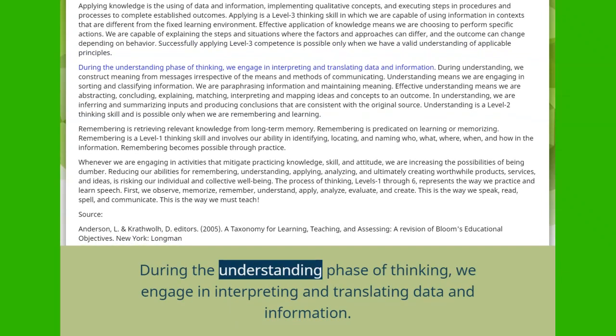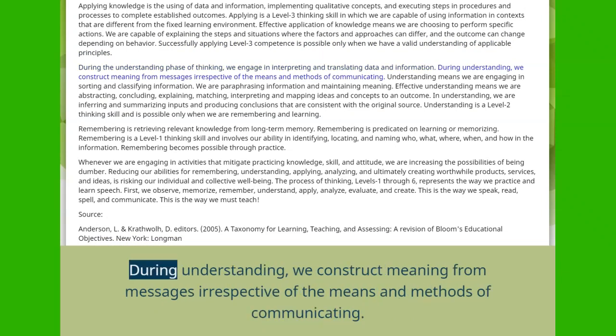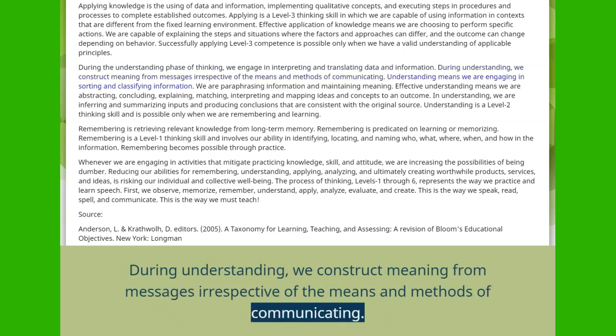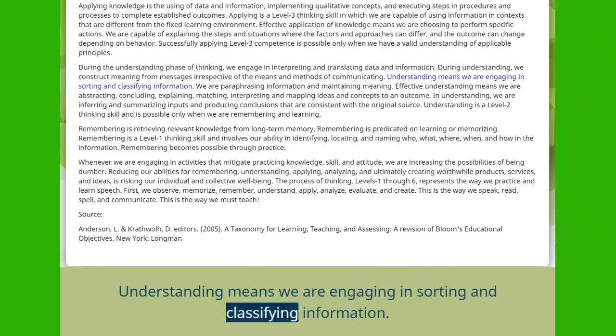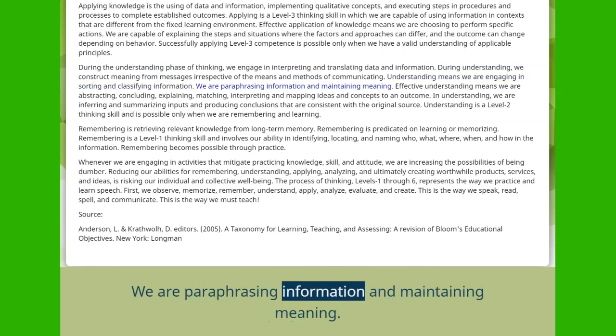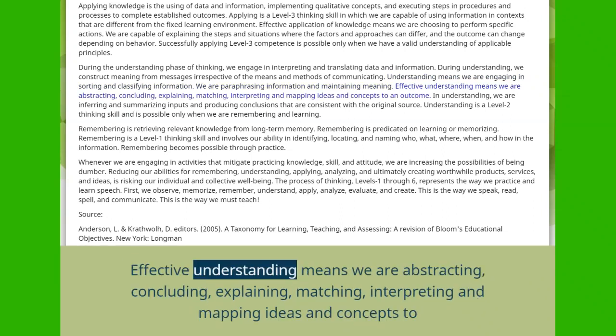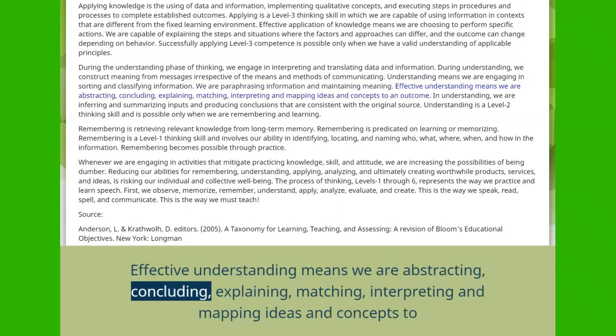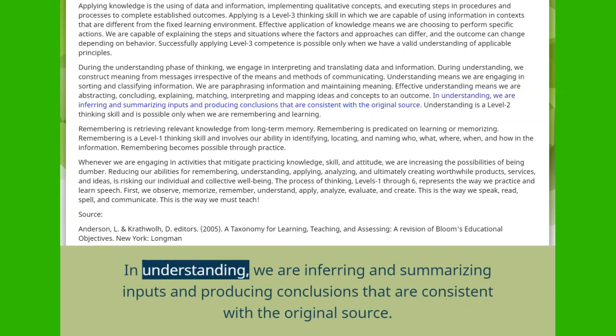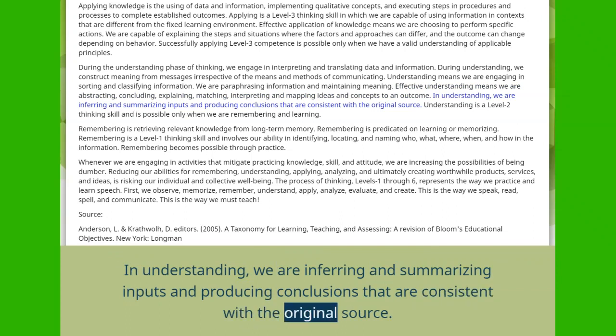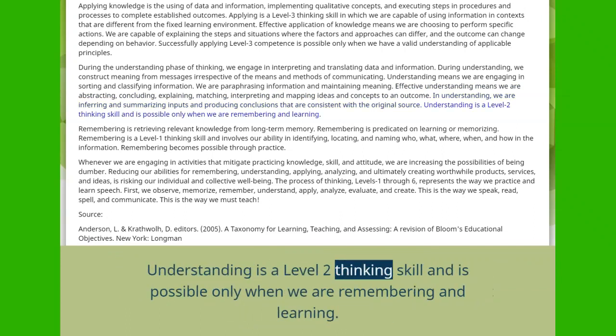principles. During the understanding phase of thinking, we engage in interpreting and translating data and information. During understanding, we construct meaning from messages irrespective of the means and methods of communicating. Understanding means we are engaging in sorting and classifying information. We are paraphrasing information and maintaining meaning. Effective understanding means we are abstracting, concluding, explaining, matching, interpreting and mapping ideas and concepts to an outcome. In understanding, we are inferring and summarizing inputs and producing conclusions that are consistent with the original source. Understanding is a level 2 thinking skill and is possible only when we are remembering and learning.